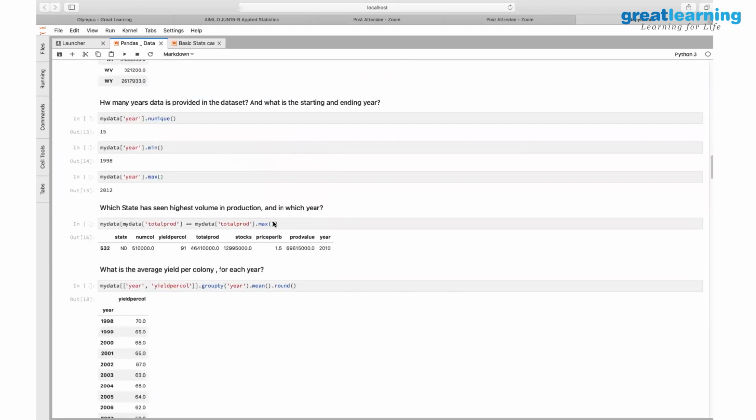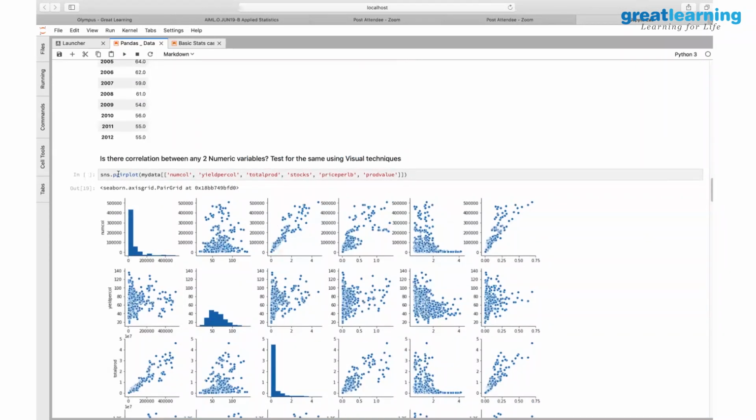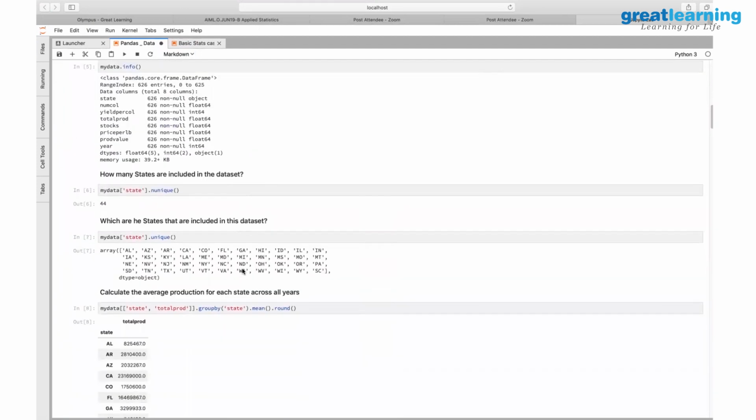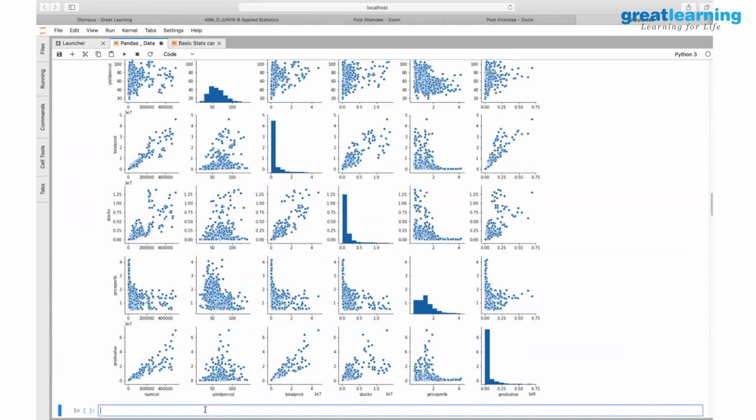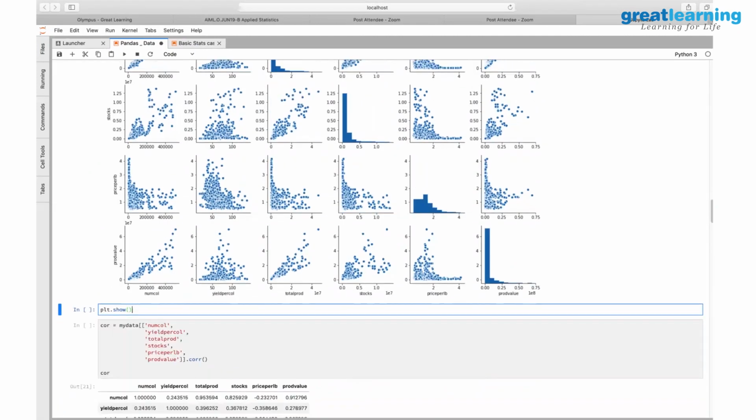Let's say, for example, you have your graph. We say sns.pairplot. The moment you run this, a graph gets created, but it is not shown to us. You have to explicitly say plt.show. Unless you say plt.show, the graph would not be displayed. Then the graph gets displayed. Otherwise, the graph will be in the memory. You have to type this.